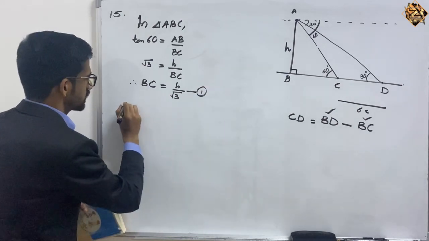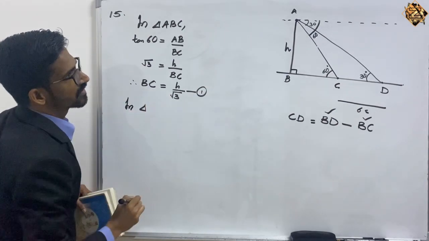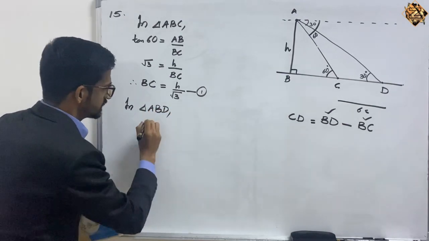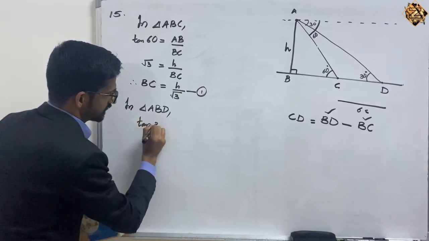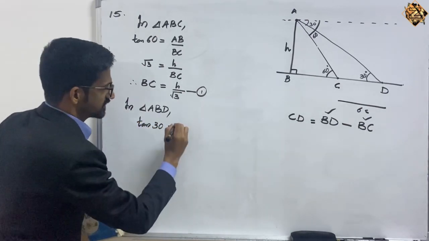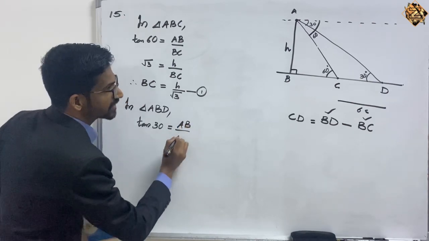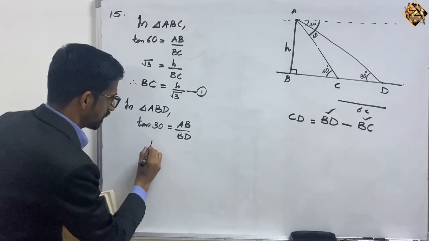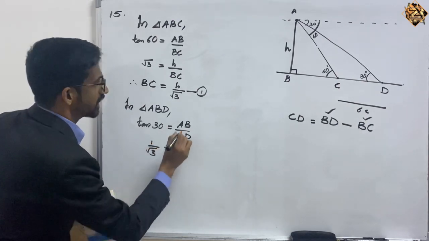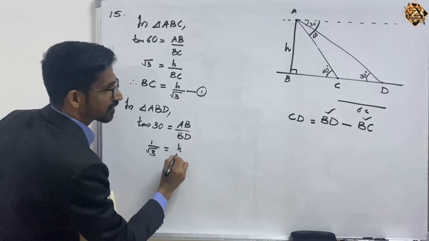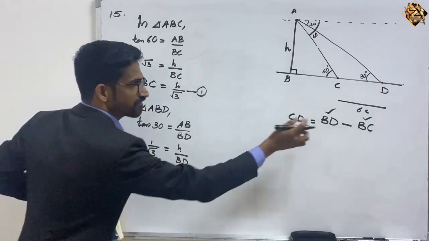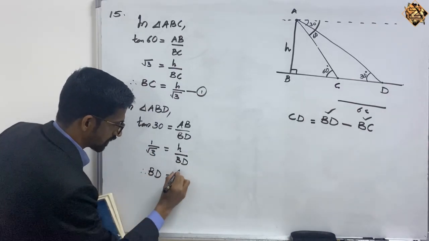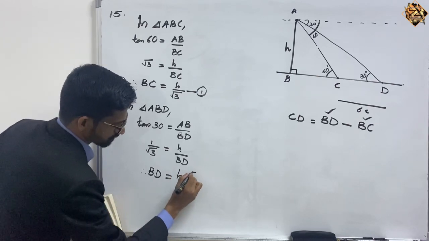Now taking the second triangle, in triangle ABD, tan 30 equals opposite, that is again AB by BD. So 1 by root 3 equals AB, that is h, by BD. Here we need to find BD. Therefore BD equals h root 3. Take it as equation 2.